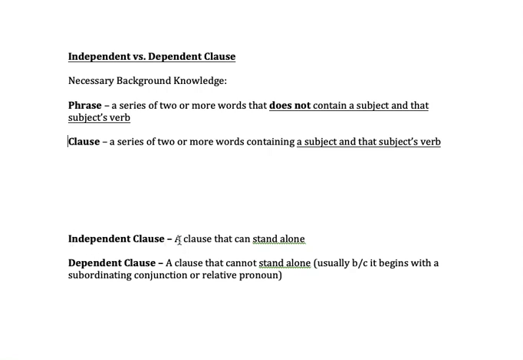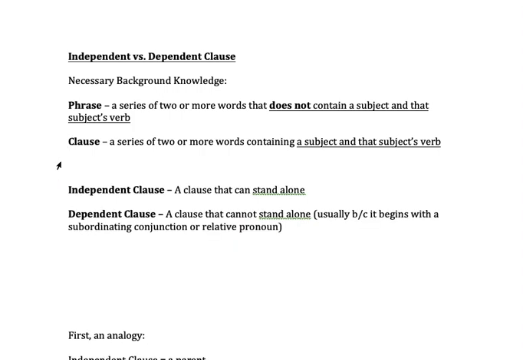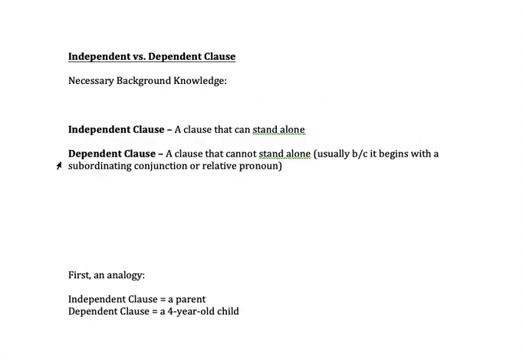An independent clause is a clause that can stand alone. Okay, stand alone, as in is a complete idea, is understandable by the audience. A dependent clause is a clause that cannot stand alone. This is usually because it begins with a subordinating conjunction or a relative pronoun. If that's not making a lot of sense right this minute, give me just a second and hopefully it will. So remember, those are our definitions there, phrase and clause, independent and dependent clause.